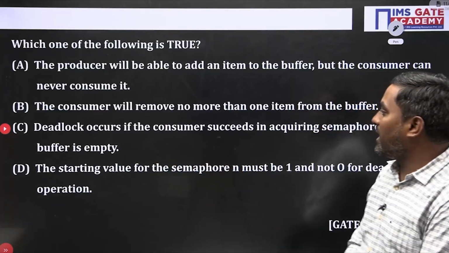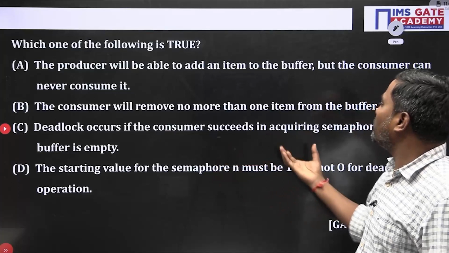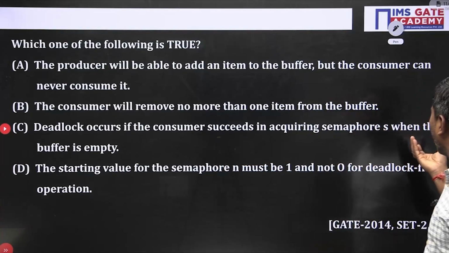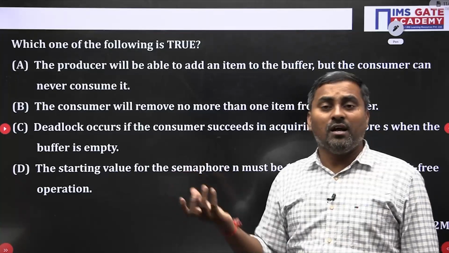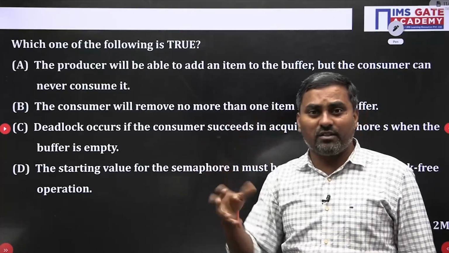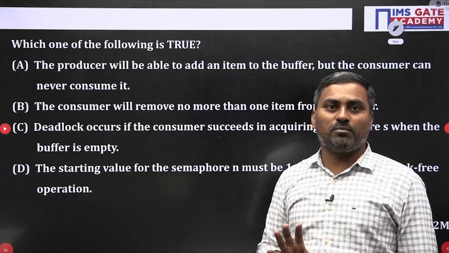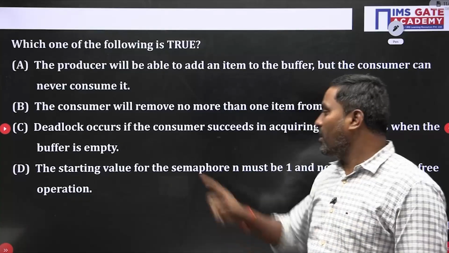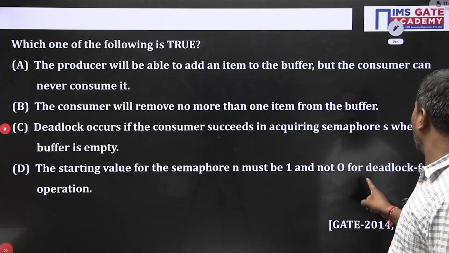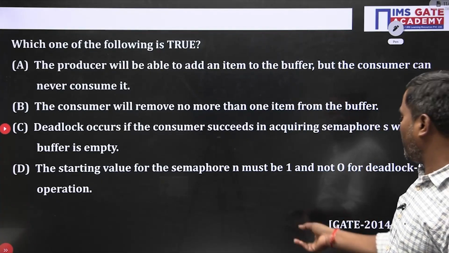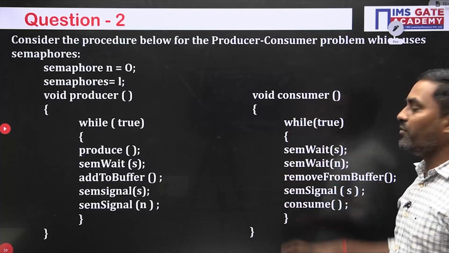Option C says that deadlock occurs if the consumer succeeds in acquiring the semaphore S when the buffer is empty. When the buffer is empty and the consumer starts to consume an item, deadlock is possible. This also we need to trace out. And option D says the starting value of the semaphore n must be 1, not 0, for deadlock free operation. Let's understand what observations we can make.